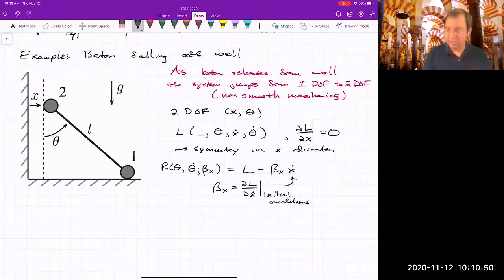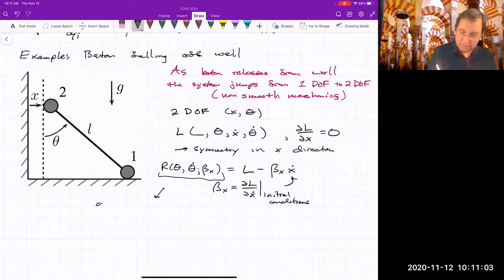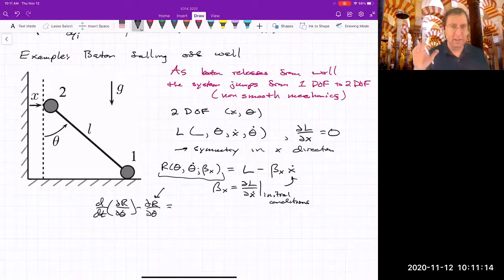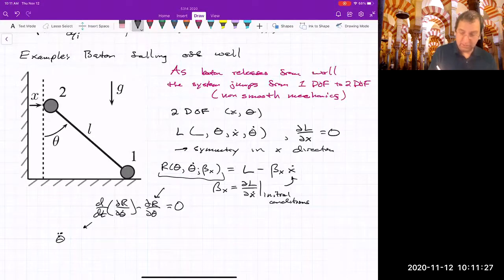And then you use that to rewrite X dot in terms of other things so that you have something that's just a function of the non-ignorable coordinate theta, its time derivative, and beta X. And then you get your single Routh equation. And for this case, we are not including any friction, so 0. What you'll find from this is that you get theta double dot. We usually like to write this as theta double dot equals something. What you'll get is a function of theta and theta dot.